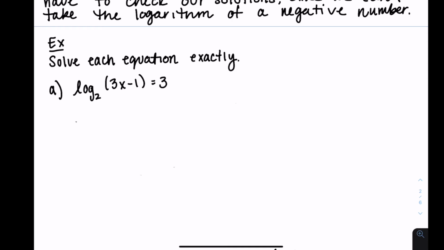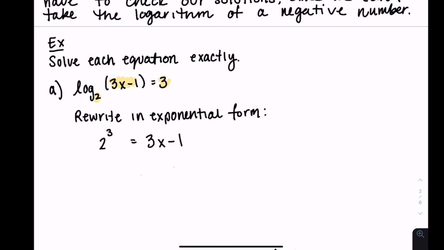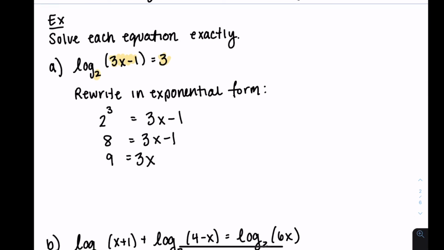So I've got log base 2 of 3x minus 1 equals 3. And I don't like logarithms. I can't work with them immediately. So the best thing I can do here is rewrite in exponential form. So this is our base, our answer, and our exponent. That gives us base, answer, exponent. Okay, so we get 2 to the third is 3x minus 1. That's just 8 is 3x minus 1. Add the 1 over and divide by 3. We get one solution, x equals 3.